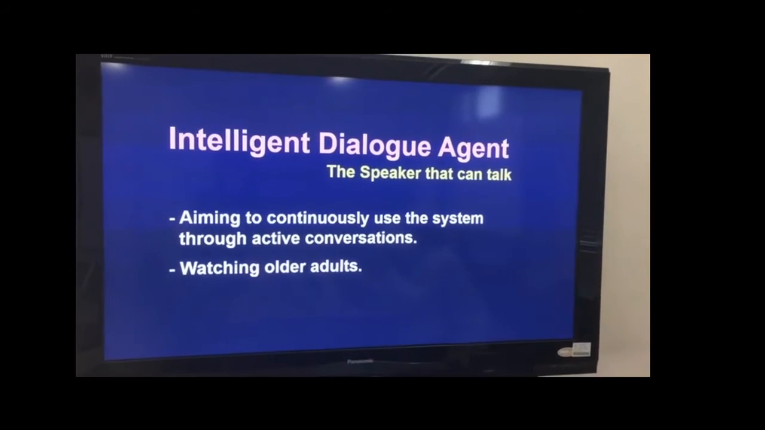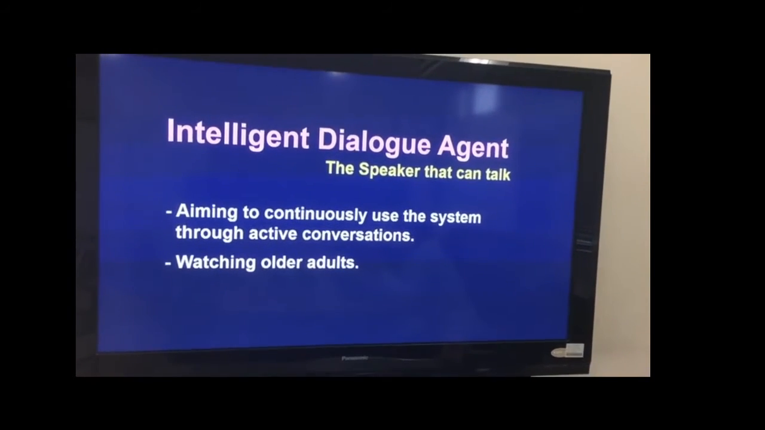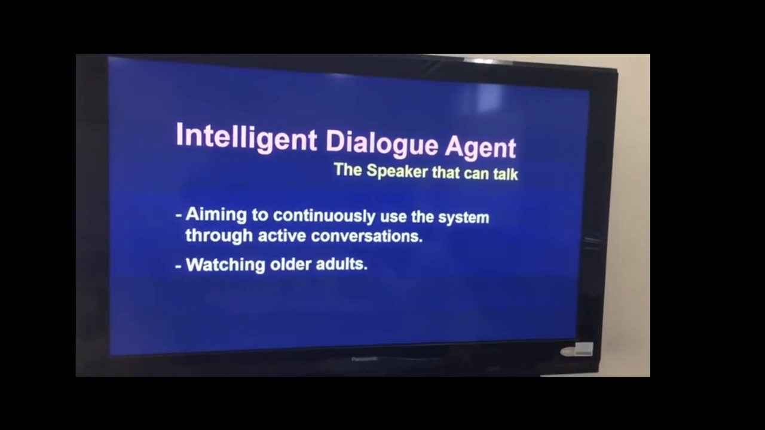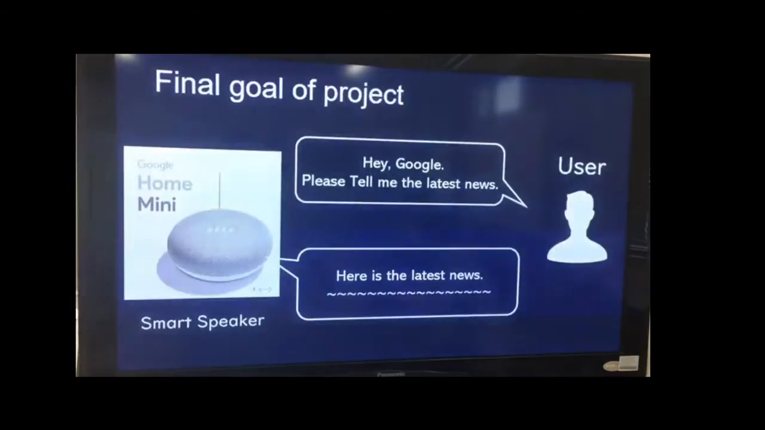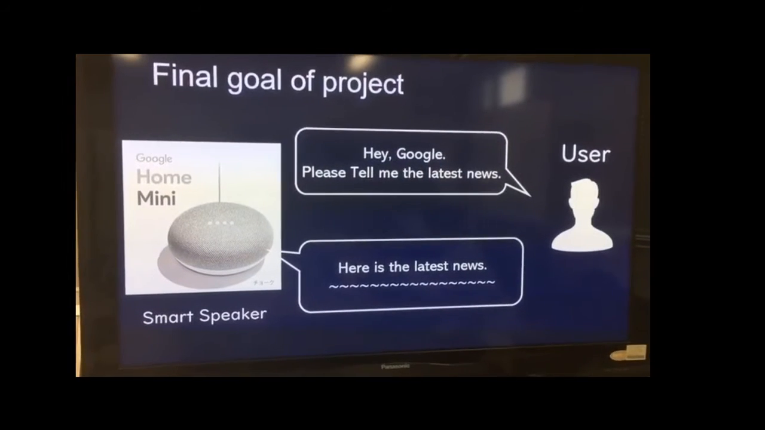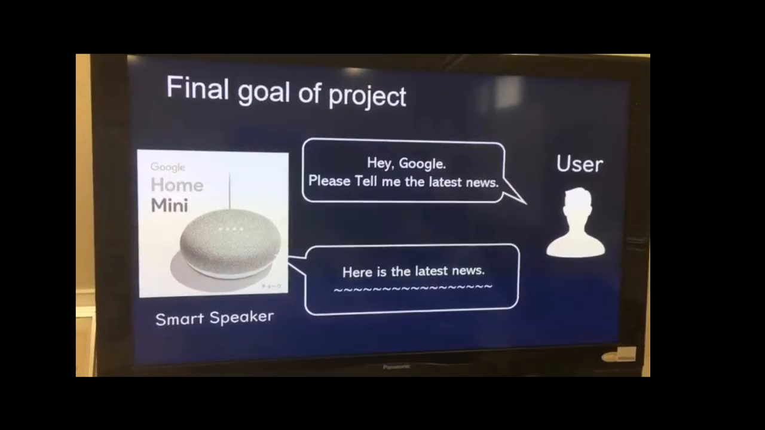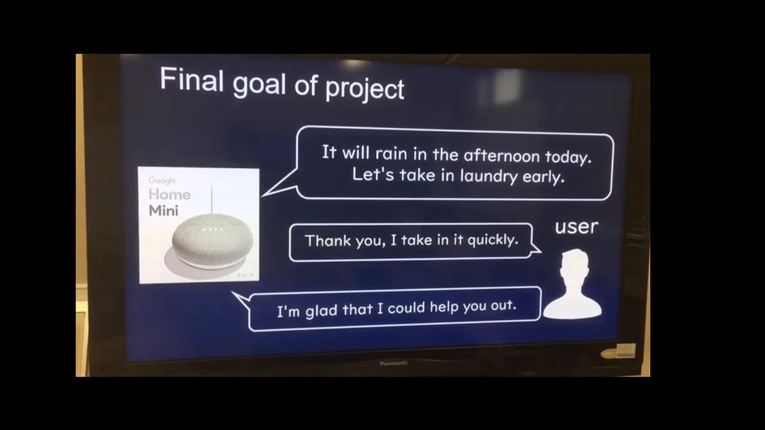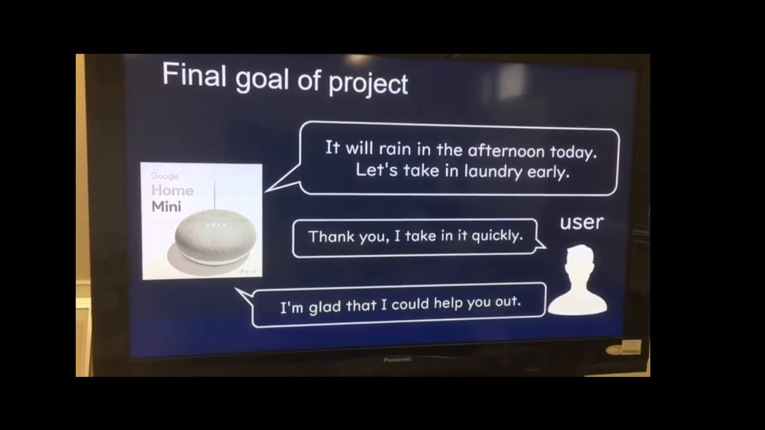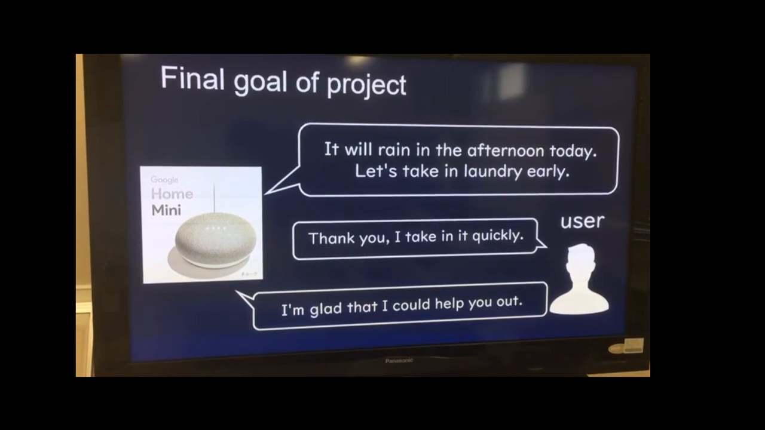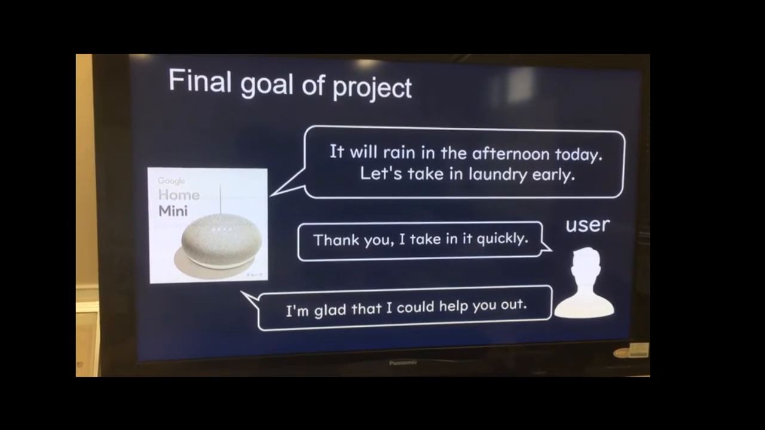We have developed an agent called Intelligent Dialogue Agent. It aims to continuously use the system through active conversation and to watch over older adults. Smart speakers can easily enjoy conversations. However, general smart speakers do not speak spontaneously. So, in this project, it was made possible to speak without request from the user. In addition, I want to make natural conversation with the intelligent dialogue agent, like chatting, possible.